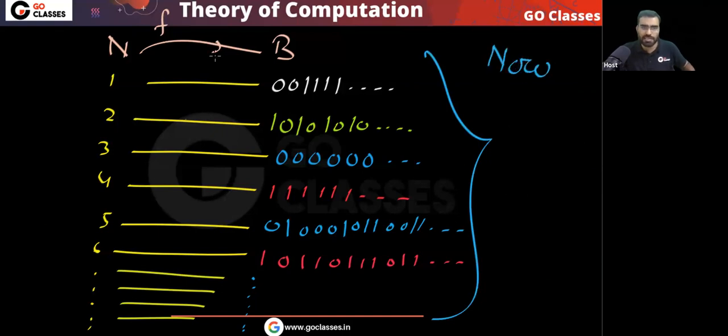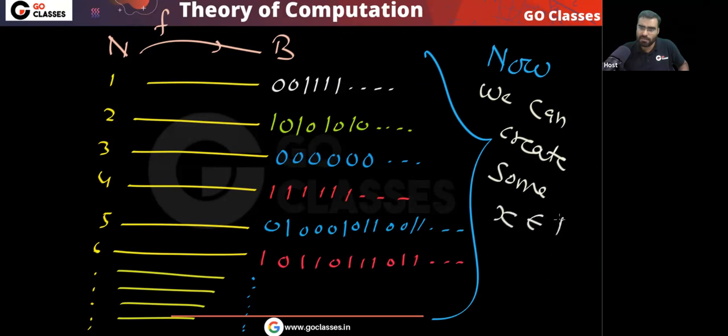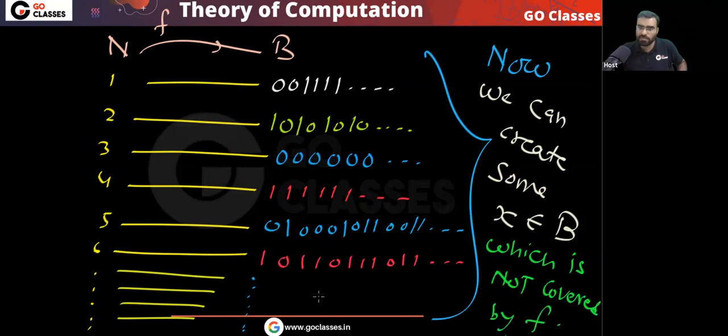Now I will create some element of B which is not covered in this bijection. Very interesting. Now we can create some element x in this set B which is not covered by f, which is not covered by this bijection f.